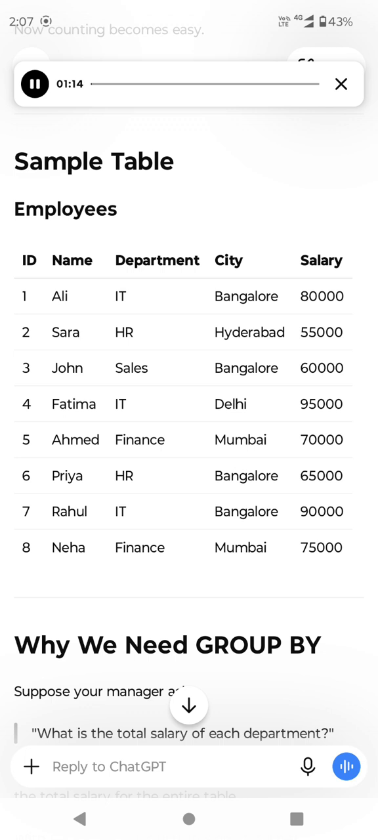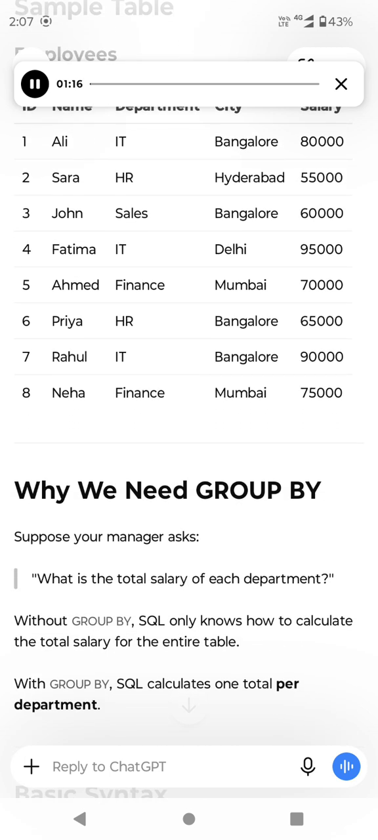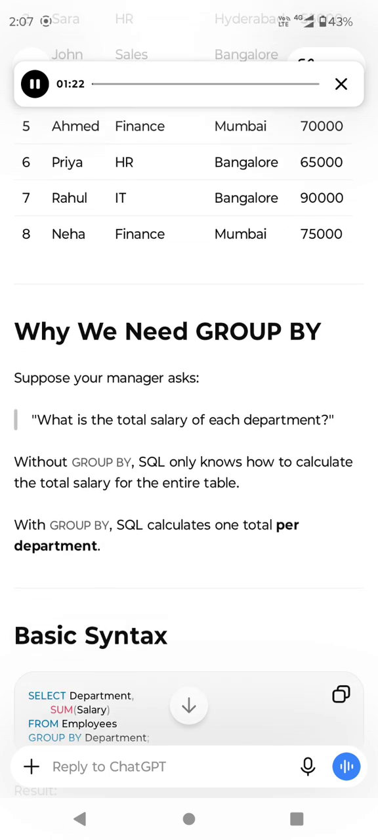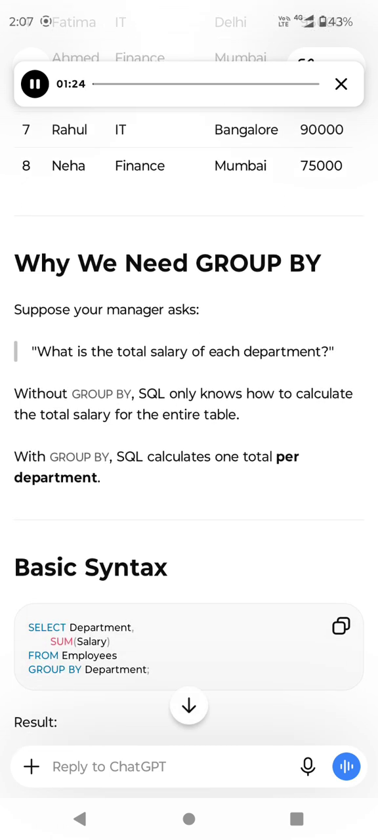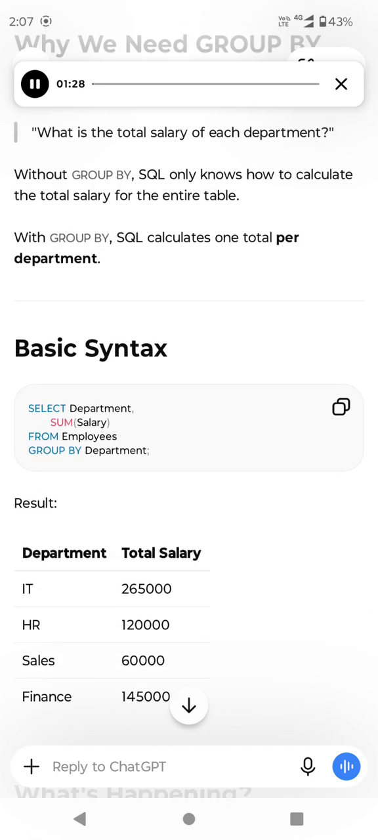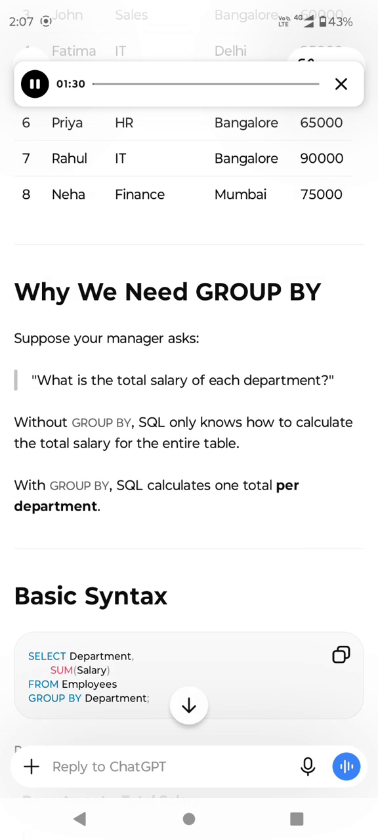Sample table: Employees. ID, name, department, city, salary. 1 Ali, IT, Bangalore, 80,000. 2 Sara, HR, Hyderabad, 55,000. 3 John, Sales, Bangalore. 4 Fatima, IT, Delhi, 95,000. 5 Amit, Finance, Mumbai. 6 Priya, HR, Bangalore, 65,000. 8 Neha, Finance, Mumbai, 75,000.